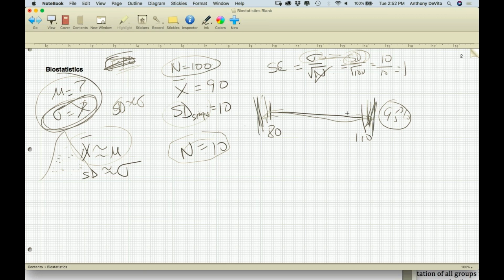Well, how do we do that? The way we're going to do that is to use another table, which adjusts the z-score for the uncertainty caused by not knowing what sigma is. Okay, let's look at that table. I'm going to find that table here. It's on Blackboard, but I'm going to look for it here.